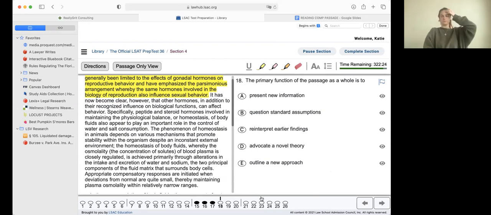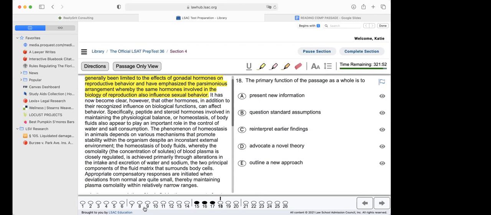So remember, with reading comp, we're going to treat it like a top-down question in terms of we have to ask ourselves, did this happen? As we're going through these, did they present new information? Did they question standard assumptions? Did they reinterpret earlier findings? Did they advocate a novel theory? And did they outline a new approach? So really ask yourselves, which one of these actually happened? And at 2:13, we'll come back to discuss it. But put your answers in the chat in the meantime.